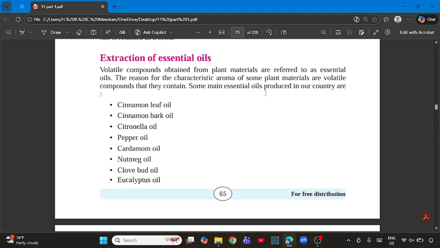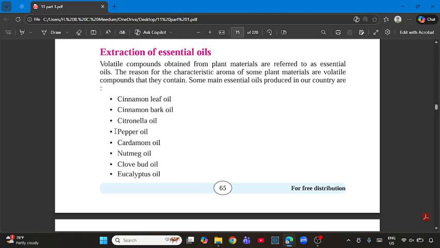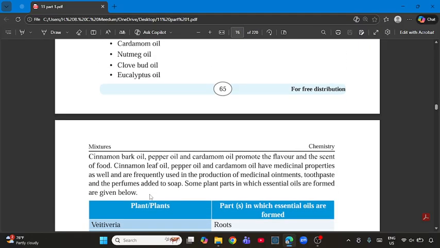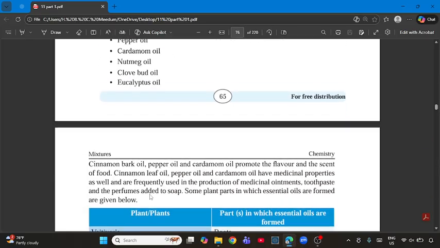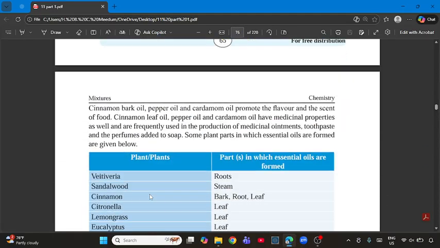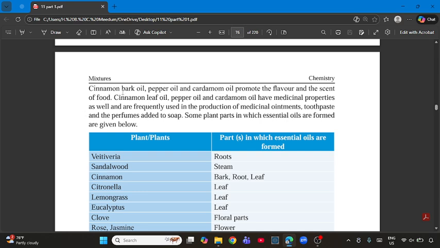Some main essential oils produced in our country are cinnamon leaf oil, cinnamon bark oil, citronella oil, pepper, cardamom, nutmeg, clove bud, eucalyptus. So these are the types of essential oils produced in Sri Lanka. Cinnamon bark oil, pepper oil and cardamom oil promote the flavor and the scent of food, okay.